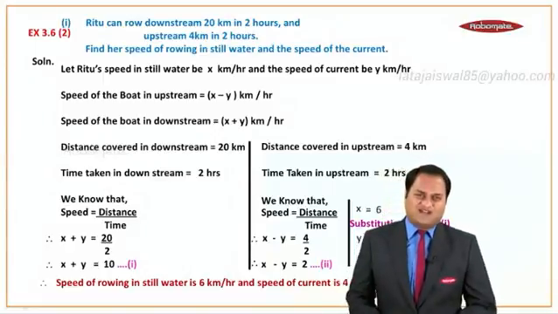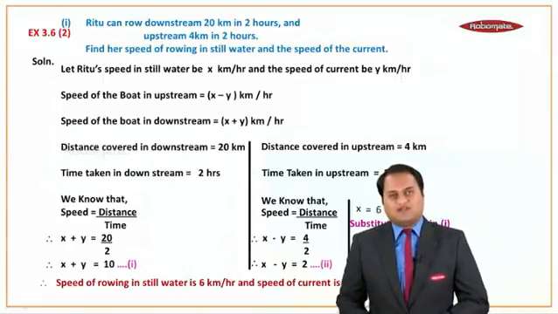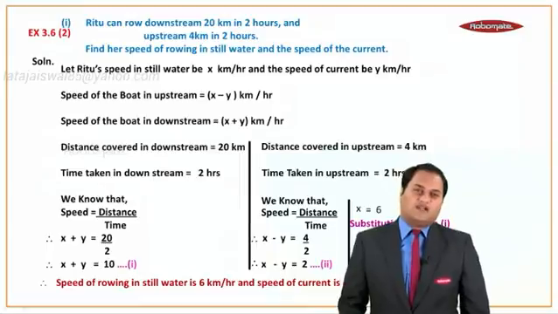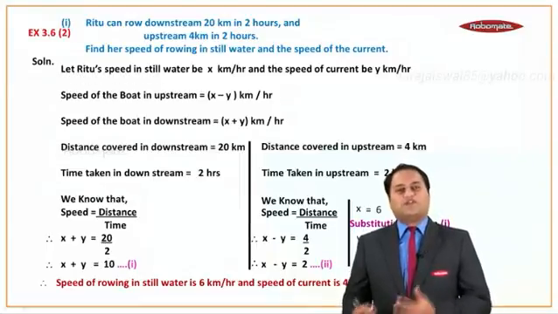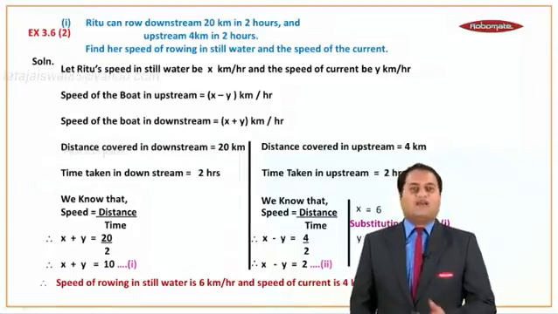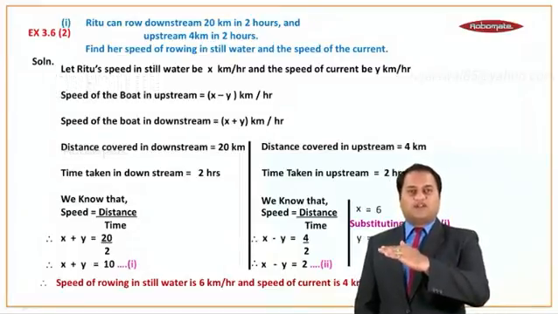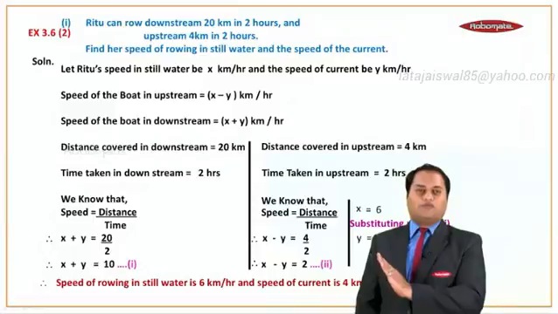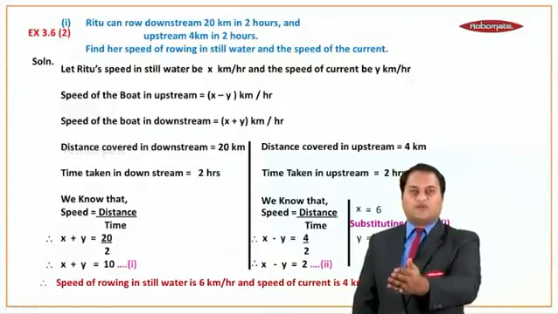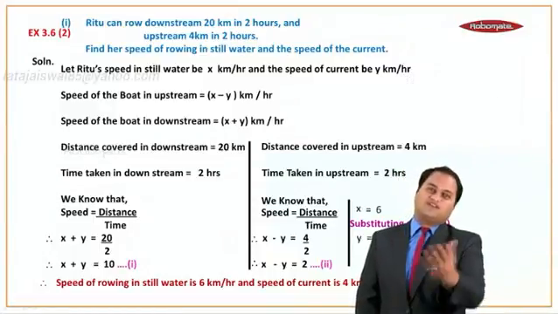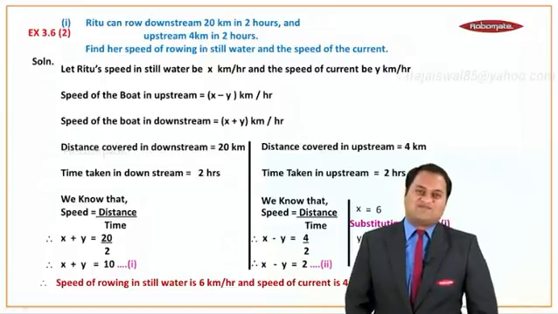As simple as that. So the only thing you had to understand in this sum is what is upstream and downstream. Once you did that, you know speed upstream is x minus y, downstream is x plus y. First condition, the distance of downstream and time of downstream is given. Speed is x plus y, you get the first equation. Similarly, the second equation. As simple as that.